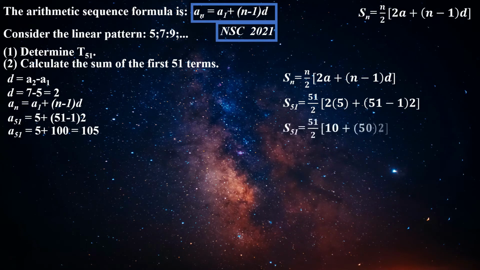Now it's a matter of simplifying, starting with what is in brackets first. 51 minus 1, and we're going to multiply that by 2. That is going to give us 100 plus 10, so we're going to get 110 inside that bracket. So I'm going to say 51 over 2 times 110. And if we do that, we're going to get 51 times 55, and the final answer will be 2,805.